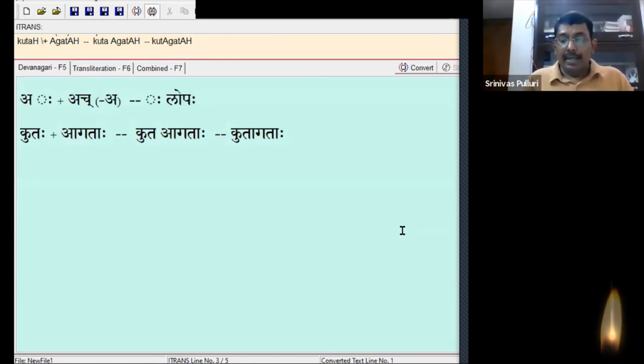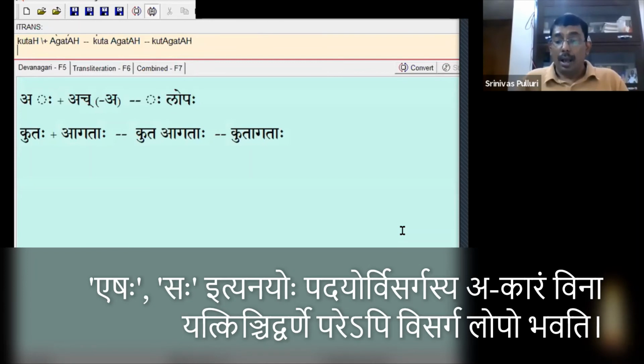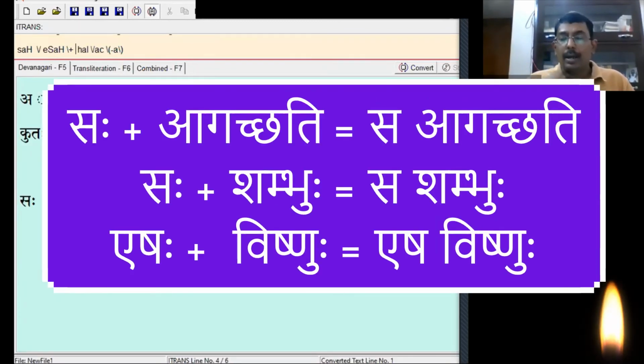Then the next exception: if any consonant or vowel except short a follows saha or eshaha, the visarga is dropped. Saha plus agacchati, sa agacchati. Saha plus shambhuhu, sa shambhuhu. Eshaha plus vishnuhu, esha vishnuhu.